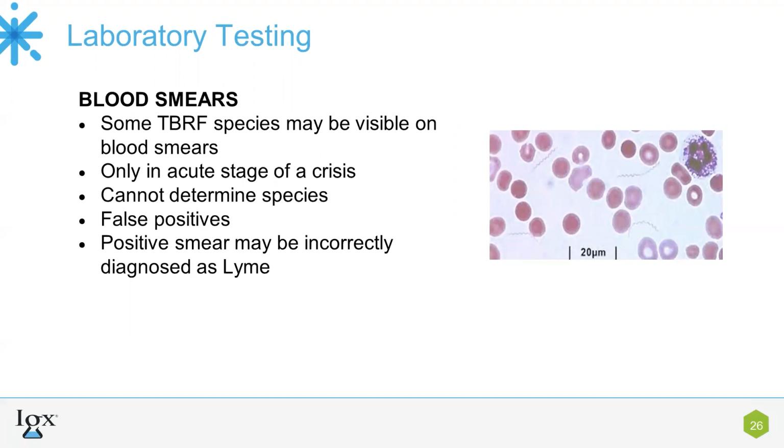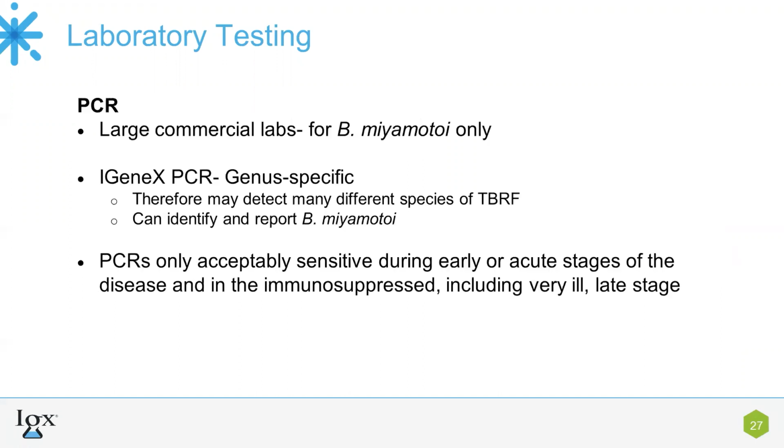So blood smear had been the old standard because that's all they had. Nowadays, we can get PCRs. Large commercial labs, you can get a PCR for miyamotoi only, and that's it.